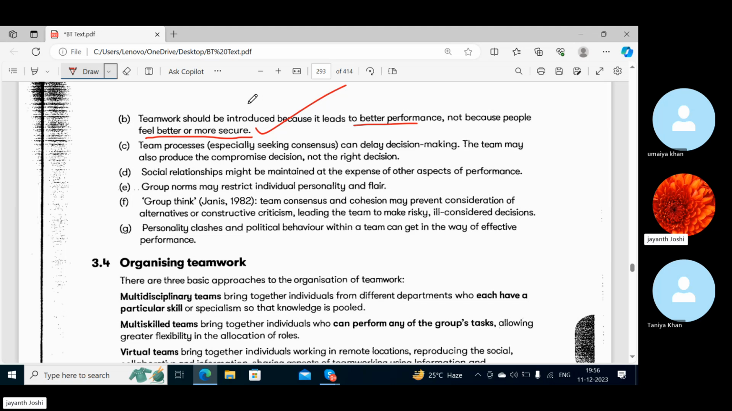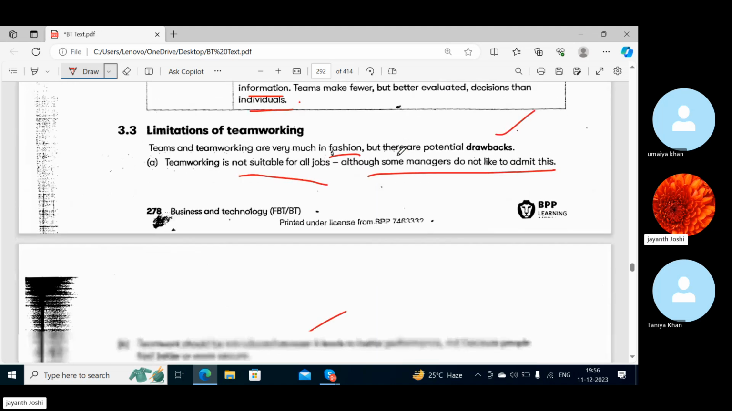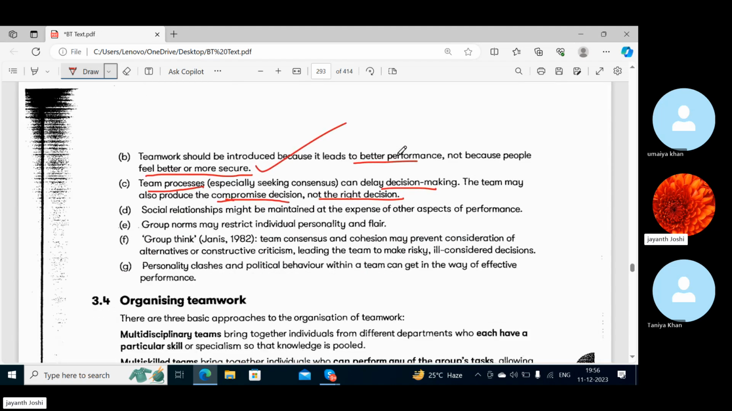Individual has a lot of limitations, team has less. Team processes can delay decision making. A team may also produce the compromise decision, not the right decision. So what happens? So first drawback or limitation, if I have to explain you. Team working is not suitable for all jobs, of course. And some managers also admit this.